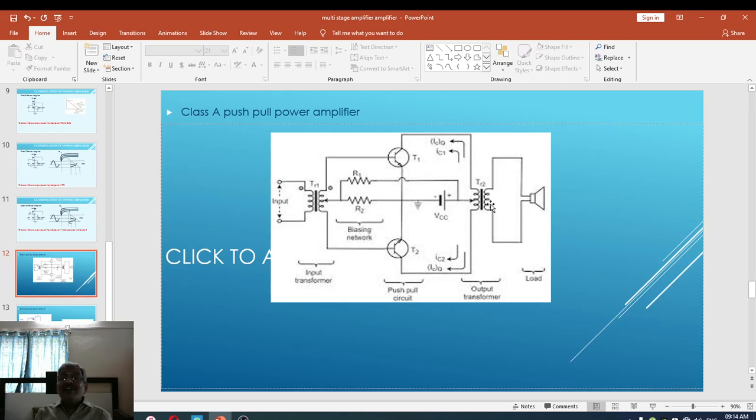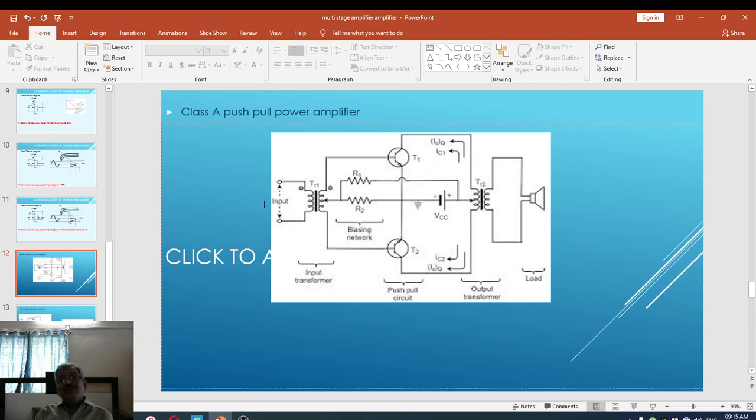Across the secondary winding of the output transformer, a load is connected which is required to be driven by means of this power amplifier. All these parts are represented. This is the input transformer, this one is the biasing network, whereas these are the push-pull transistor circuitries, this is the output transformer, whereas this one is the load.